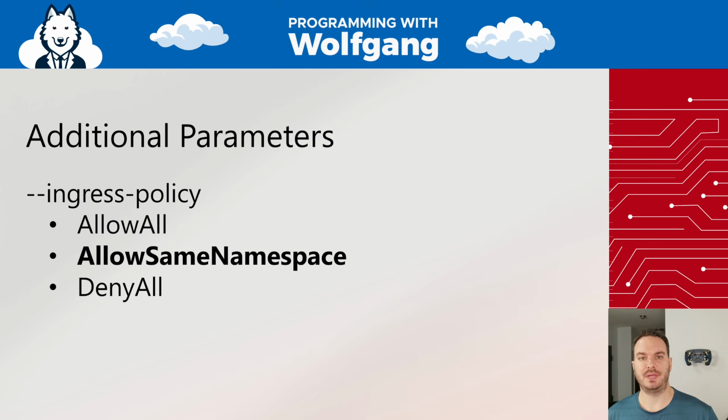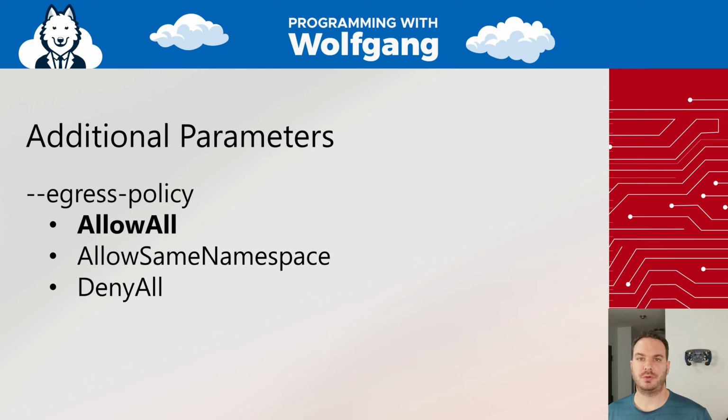within the same namespace. This means if an application in another namespace tries to access your application, it will not work. If you don't want to allow all communication, this means from all namespaces, then you would have to write your own networking policy. But I think to get started, this should be good enough.